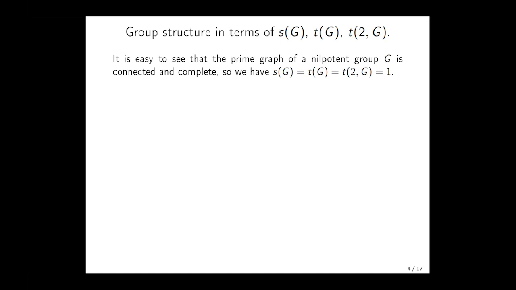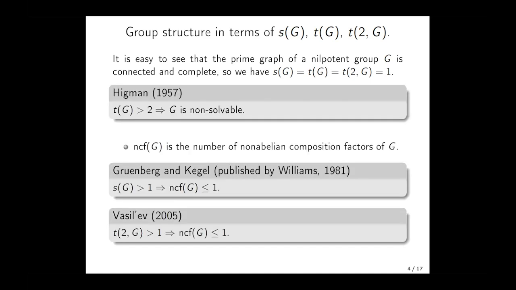But maybe the situation is different in the world of solvable groups, and actually it is. There is a result by Higman in 1957 that if we are able to find at least 3 non-adjacent vertices, then the group is non-solvable. So we could just look at the prime graph of a group and instantly tell that it is non-solvable. You just have to find 3 non-adjacent vertices.